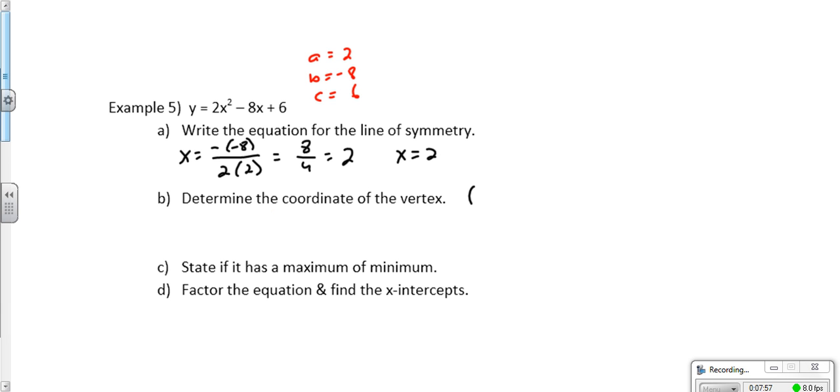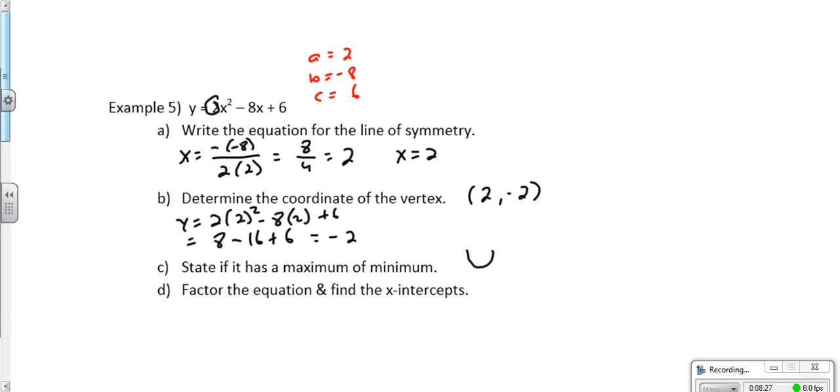Vertex, we know the x value. It's the line of symmetry value. Plug in 2 for x. And we get 2 squared is 4, times 2 is 8, minus 16 plus 6, and we get -2. The a is positive, which means it's going to open upward, which means we'll have a minimum.